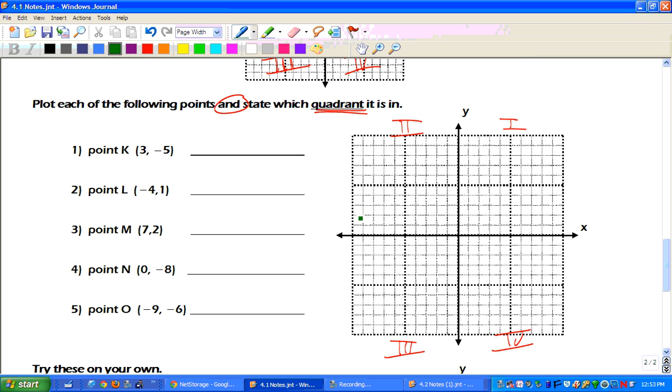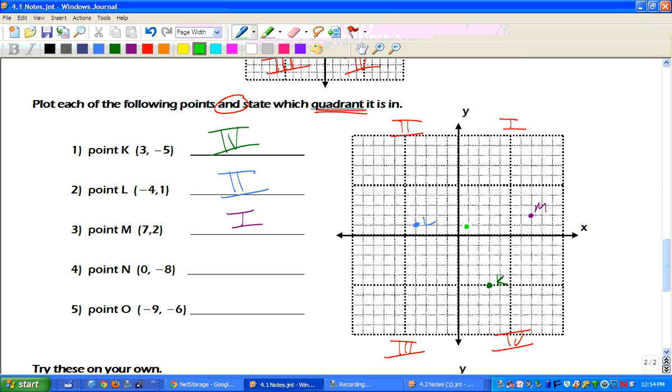So we have point K, which is (3, -5). So I'm going to go to the right 3. I'm going to go down to -5. We're going to plot it, so we're going to write what letter it is, and that is in quadrant IV. Okay? Next one, (-4, 1). So I'm going to go to the left, -4. I'm going to go up 1. I'm going to write down what letter that is, and that is in quadrant II. All right, we're doing good so far. Point M, we're going +7, up 2. Write the letter, and that's in quadrant I.